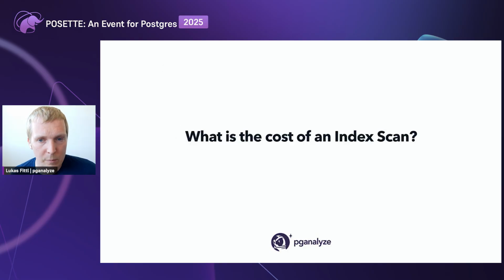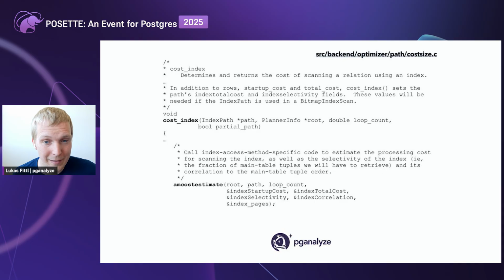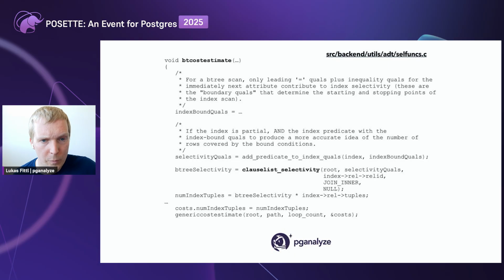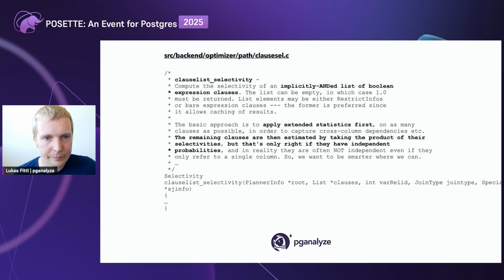Most importantly, what's the cost of an index scan? Well, the cost of an index scan is dependent on which index access method you're using. So if you use a B-tree index, it's going to be different than if you use a hash or BRIN index. And because Postgres is extensible, this passes down to the particular index access method. For example, in the case of a B-tree index, we have the BT cost estimate function. That function ultimately tries to figure out how selective the part you're looking for in the index is, with a selectivity calculation, and then it multiplies that with the number of tuples, and then it factors in the regular costs. Now, this function here, this clause list selectivity function, is one of the key factors that will impact your query plan's performance, or the query plan's quality, rather.